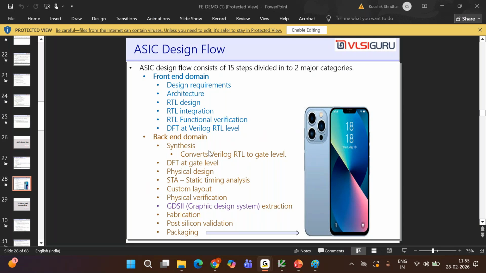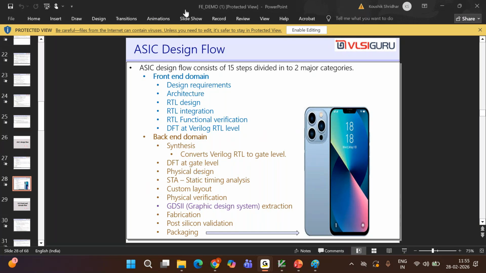After the conversion, there are some checks, which we call logical equivalence checks. They are done in the synthesis stage, and all those checks should pass. That is what the synthesis engineer takes care of. Then comes DFT at gate level. DFT at Verilog RTL level and gate level are one and the same, so one engineer takes care of both operations for a project, one or two engineers at maximum, minimum one.